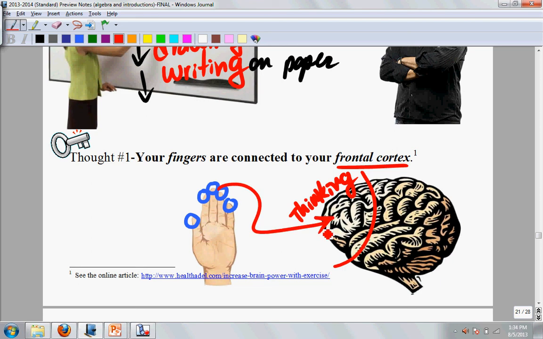Now, if anything I say right now seems really strange to you, you are welcome. I have references down below for you to look this up. So there is the science and the research behind what I'm telling you right now. So step number one, the tips of your fingers connect to your frontal cortex. And the frontal cortex is the thinking part of your brain.